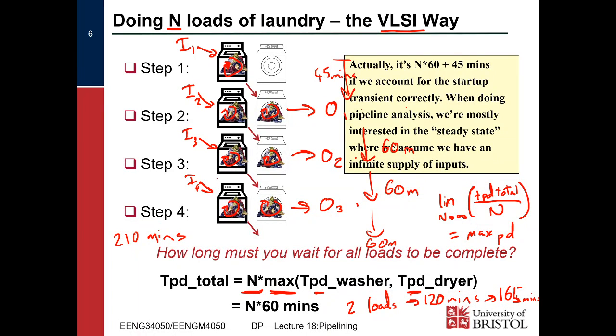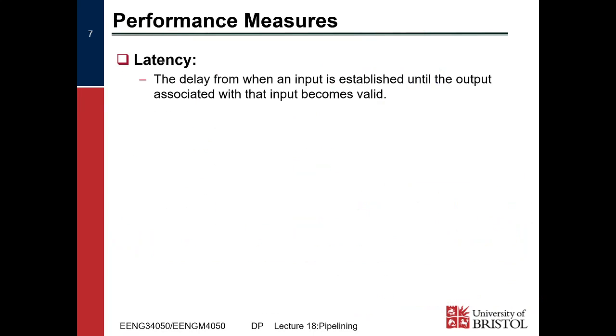So, we've seen that for our specific scenario here, we reckon that doing it the VLSI way is faster. But we want to quantize this. We want to define some performance metrics which allows us to say it is this much better. So our performance measures, we've got two of them. First one is latency. So that is the delay from when we give it an input to when it gives us the corresponding output.